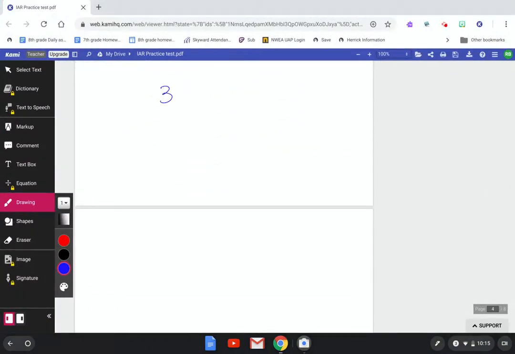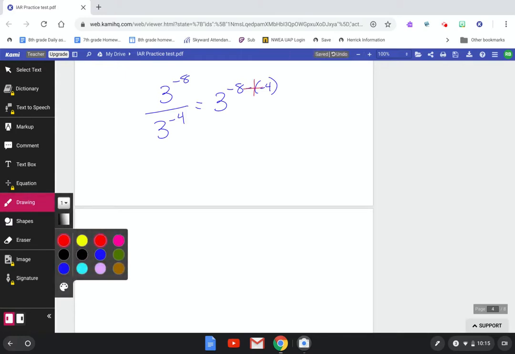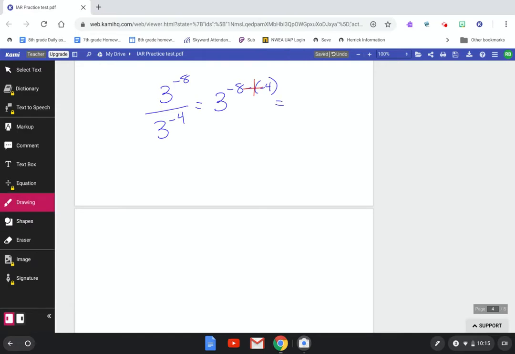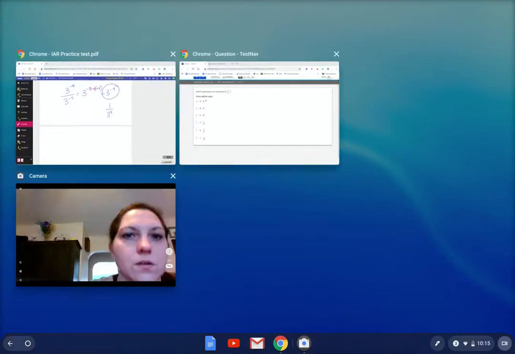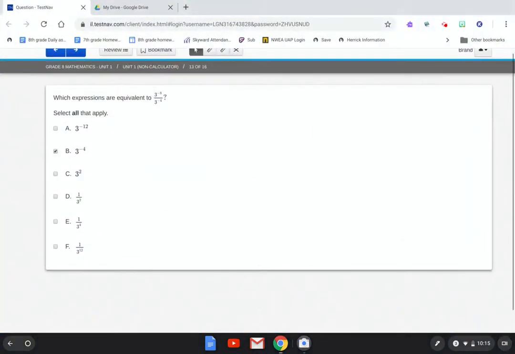So I have 3 to the -8 over 3 to the -4. The rule is you subtract the exponents. So -8 minus -4, well, that turns into addition. So we have 3 to the -4. So that's one of the answers. If you make this so that it doesn't have a negative exponent, it's 1 over 3 to the 4th. And when you look at the answers, 3 to the -4 and 1 over 3 to the 4th, those are your options.